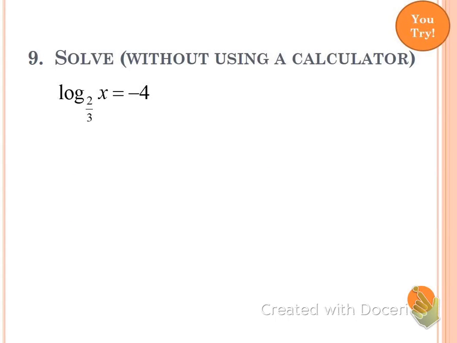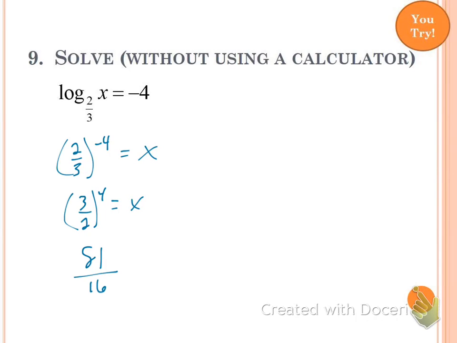All right. You give it a shot. Stop the video. Start it back up and see if you got it right. Right, so rewrite it first. Base stays base. This is 2/3 to the negative 4th power equals x. Now just evaluate that exponent. The exponent's negative, so I'm going to flip this fraction over first. And then raise the numerator and the denominator to the 4th power. So this becomes 81 over 16. Okay, hopefully you got that.